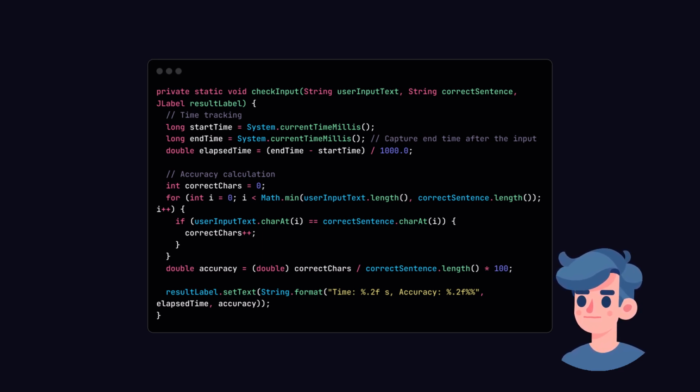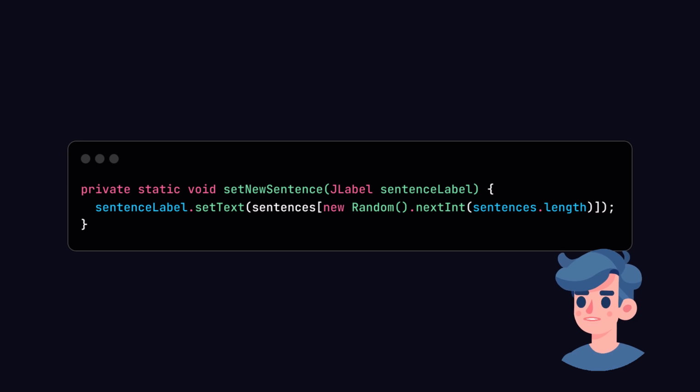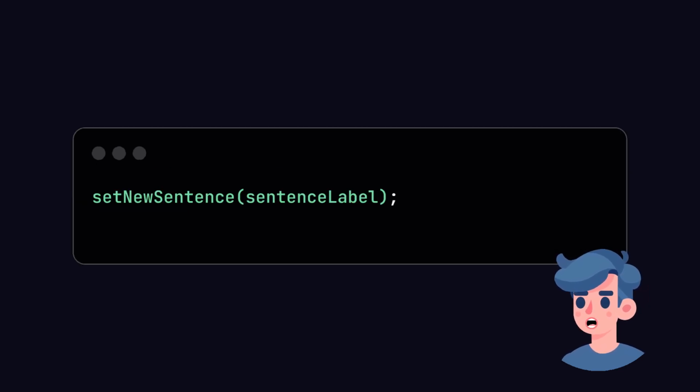typing the sentence. Next, we need to improve our typing tutor by generating a new random sentence each time the user submits their input, so they can practice multiple sentences. We can accomplish this by calling a method to set a new sentence after the evaluation. Now, we can call this method after the accuracy and speed results are displayed. It will ensure users always have something new to type.